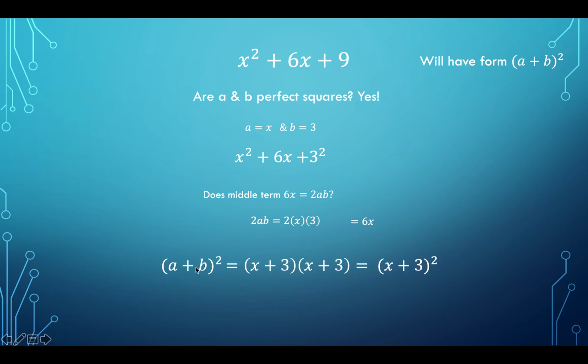So we can say a plus b squared is equal to x plus 3 times x plus 3, which is in turn equal to x plus 3 squared. So when you have a perfect square trinomial, at the end, your answer is going to look like this.